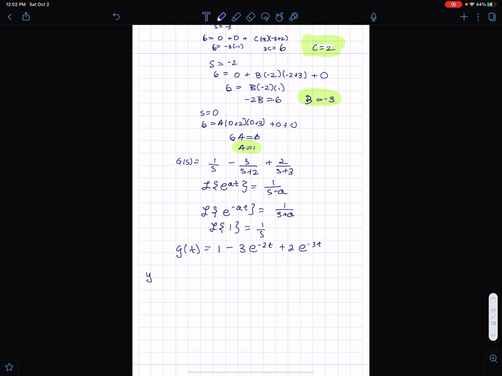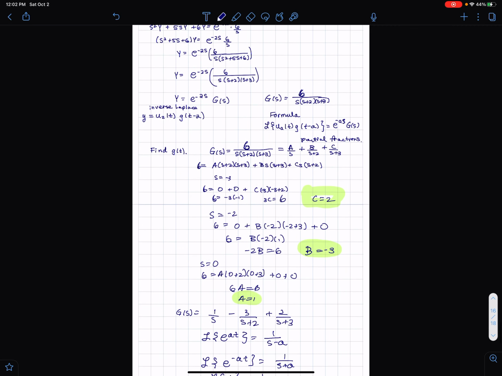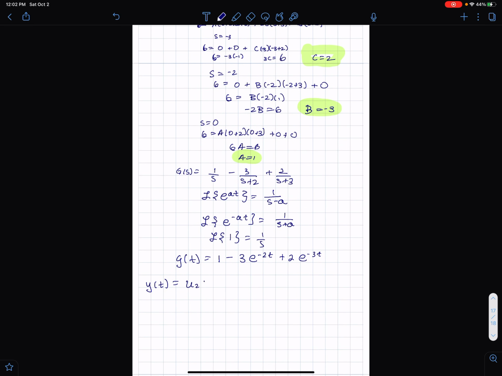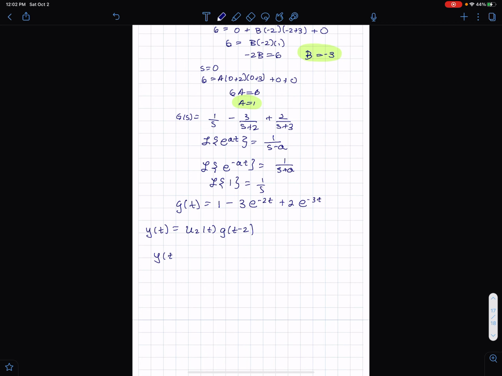And then y of t, if you remember, going all the way up there, is equal to u of (t minus 2) times g of (t minus 2). So almost done. So y of t is equal to u2(t) times 1 minus 3e to the negative 2(2 minus t), plus 2e to the negative 3(2 minus t).